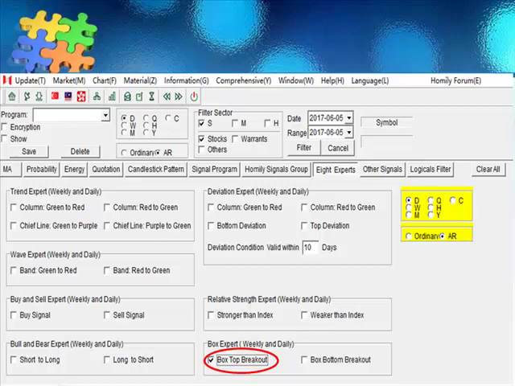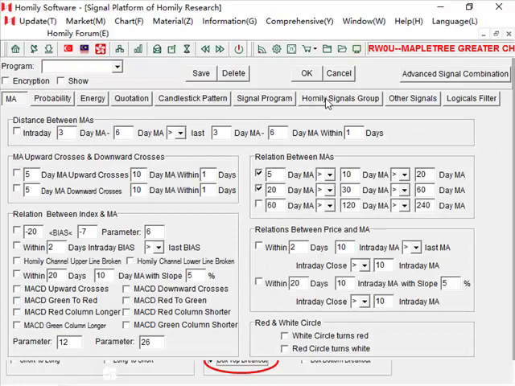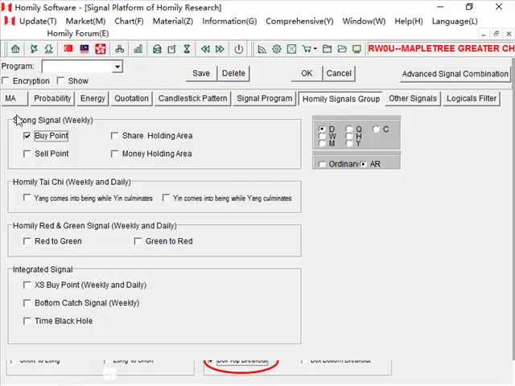Then if you see this method cannot filter any stocks, we only use two conditions. One, the moving average, these two. The next one, strong signal combination, 5 points. That's all. So this is the second filter method.